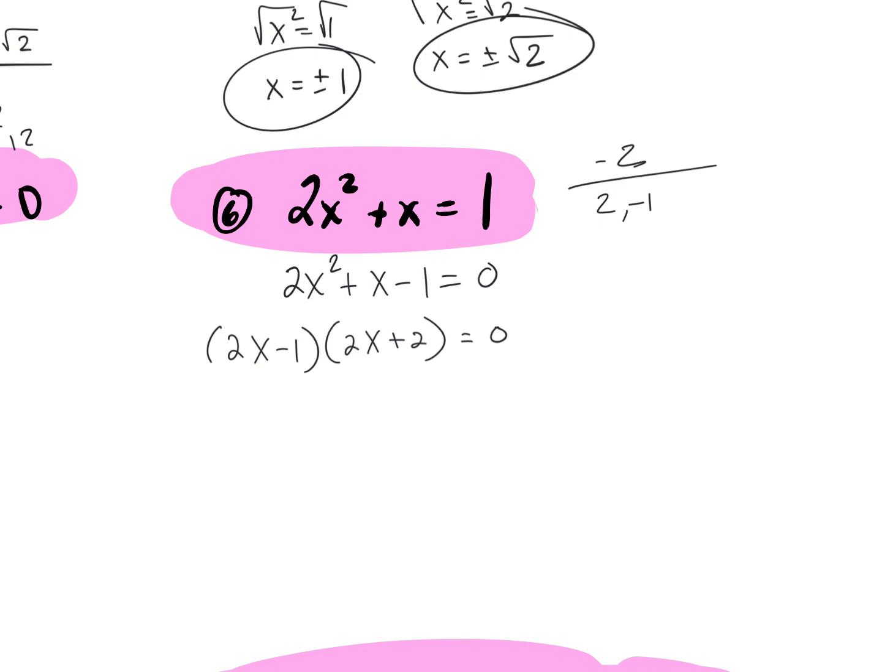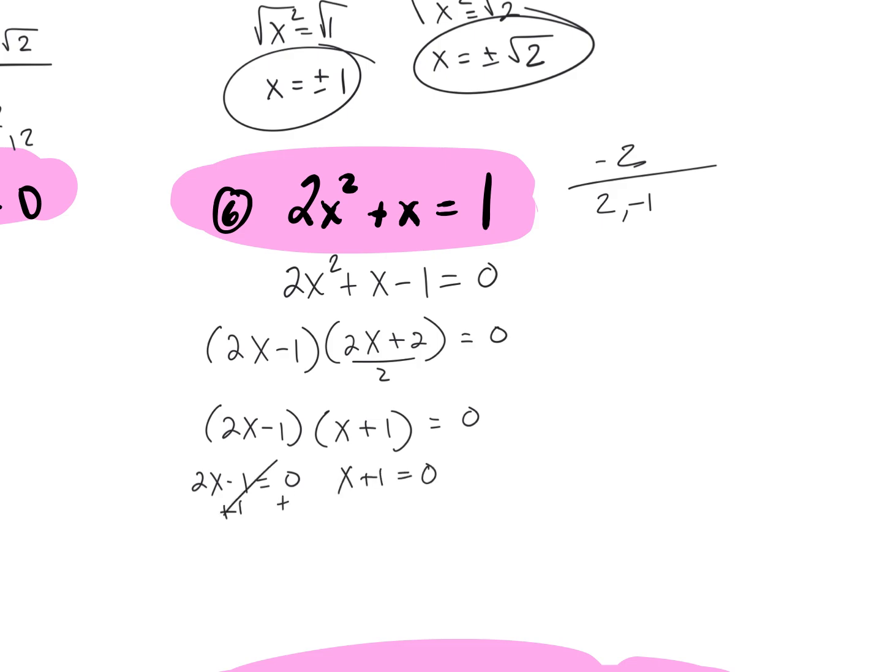Now the 2x plus 2, you can simplify it to x plus 1 if you were to divide this by 2. I'll show you why it's not going to matter as long as you simplify at the end. So I can set up both parentheses equaling 0. So I'm left with 2x minus 1 is equal to 0, and then x plus 1 is equal to 0.